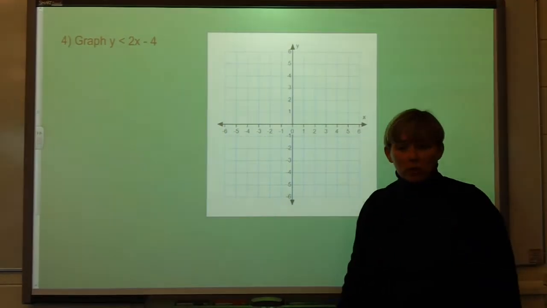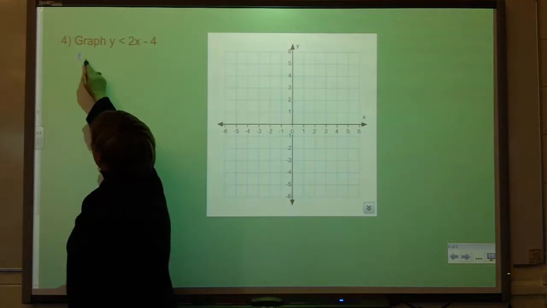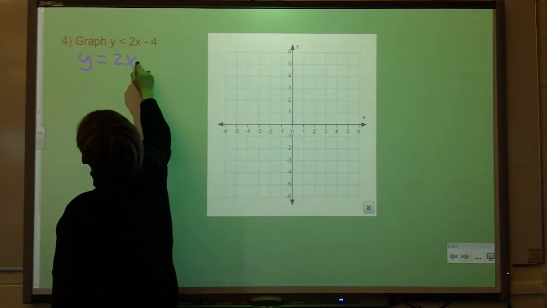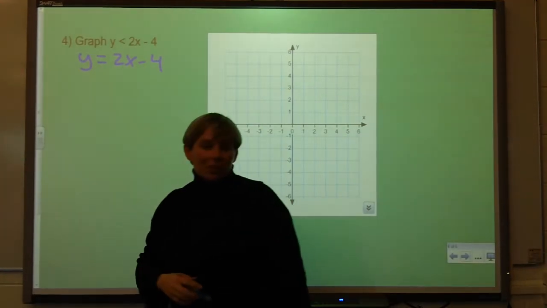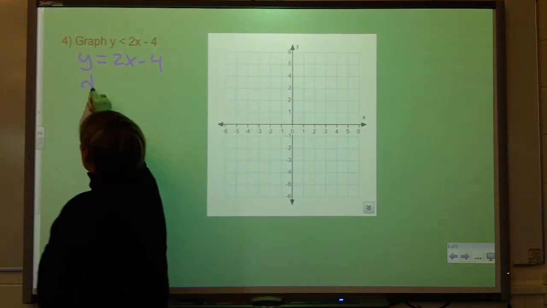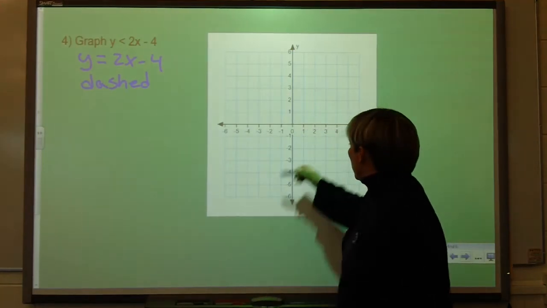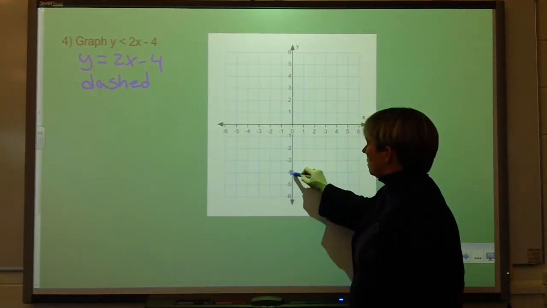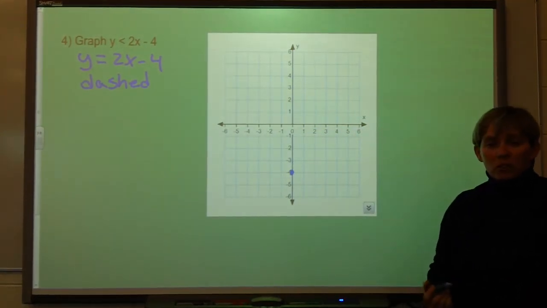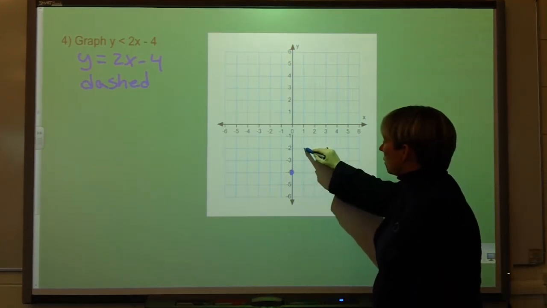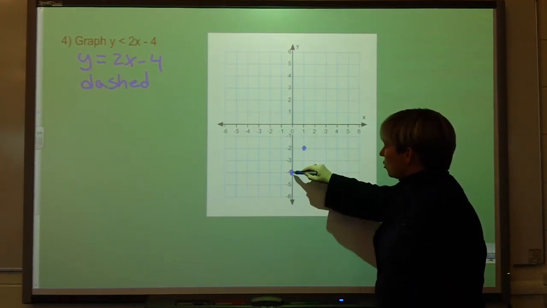This one's in slope-intercept form. So again, I'm graphing the equation y equals 2x minus 4. This one's less than, so I know this is going to be a dashed line. So I'm going to start by going to -4. Then I'm going to use my slope, and I'm going to go up 2 over 1. Again, dashed line.